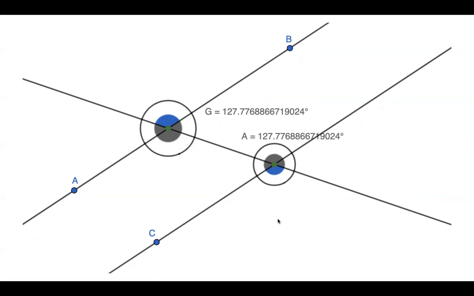So taking that idea of the straight angles and the vertical angles and building on it to make some generalizations about parallel lines cut by a transversal, where we see alternate interior angles with the same measure and alternate exterior angles with the same measure as well.